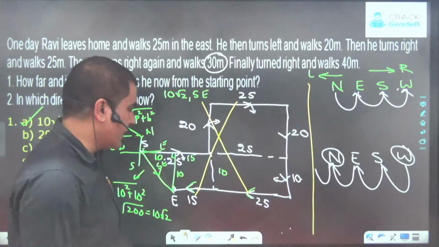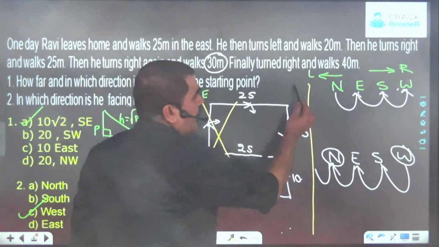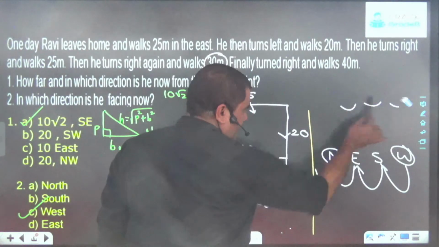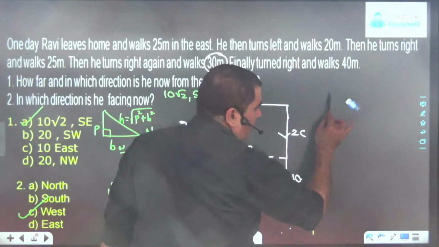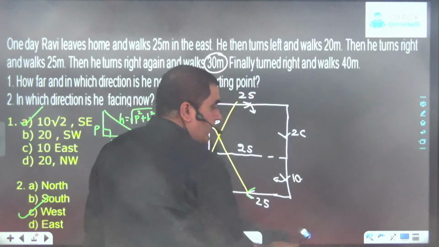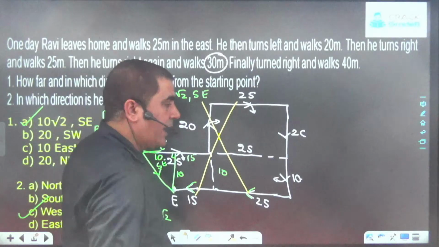Now let's see how to get the answer. Whenever any problem based on movement comes, in today's class we are covering one-person movement. In tomorrow's class we are going to cover two-person movement, which always comes in your SBI PO or RBI Grade B exam.